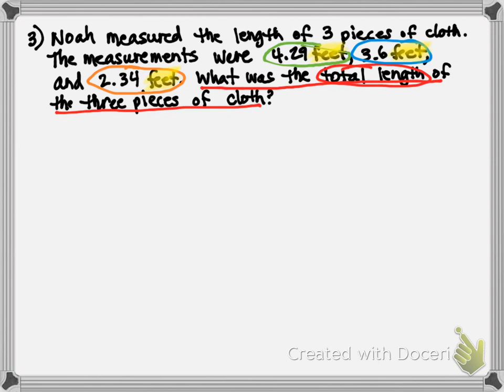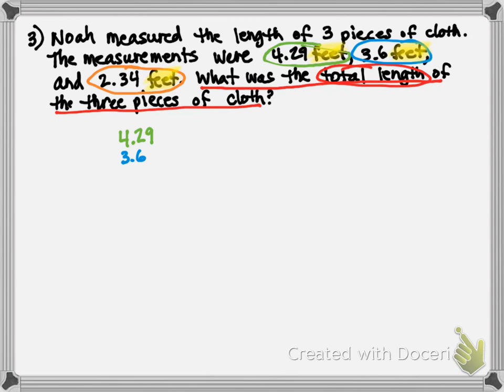Now, total says what do you have all together? So this turns out to be a simple math problem. It's pretty straightforward. Okay, so let's take my 3 numbers. It's Friday night. So we take 4.29, 3.6, and yes, we're going to need to line up decimal points.